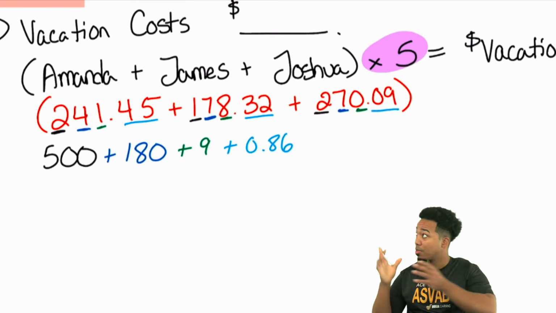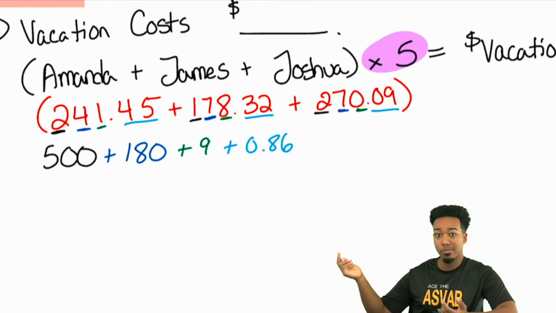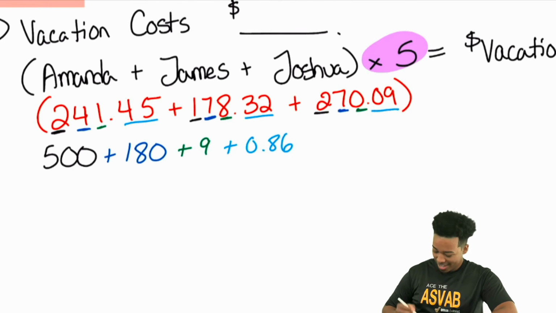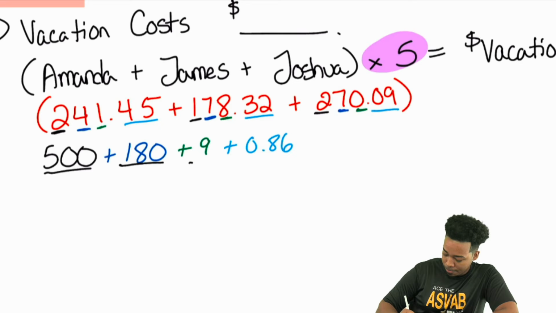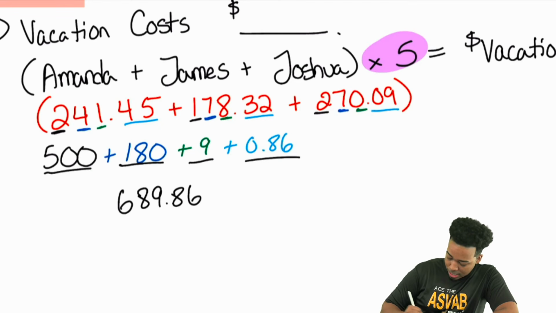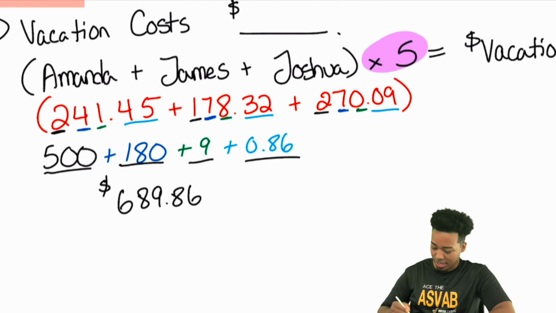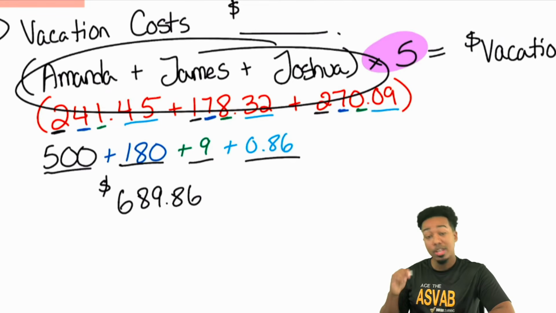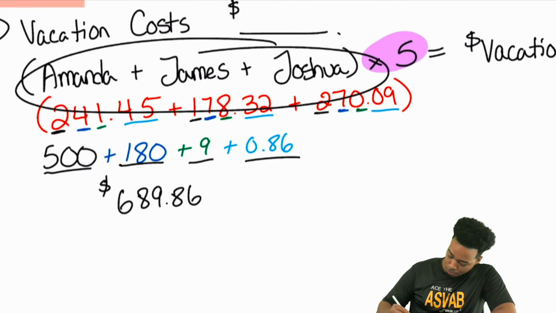So in my head, I was able to write those things there. And now I'm going to add those up because it's super easy because we have a lot of zeros to work with. So booyah, we're good. We have 500 plus 180, so that's 680. 689.86. So that's what they have together between the 3 of them. But we are not done. We need to multiply now by 5.